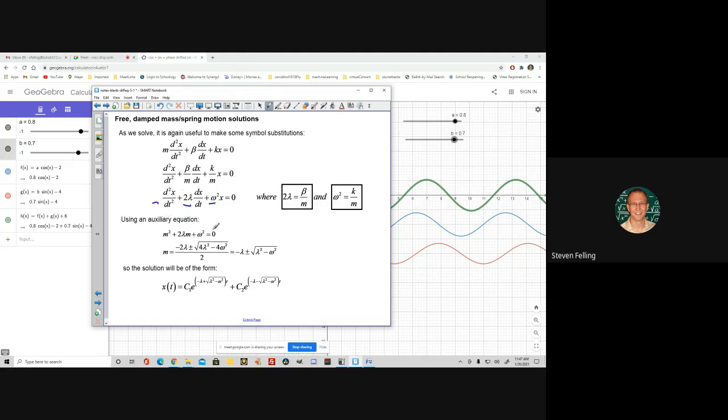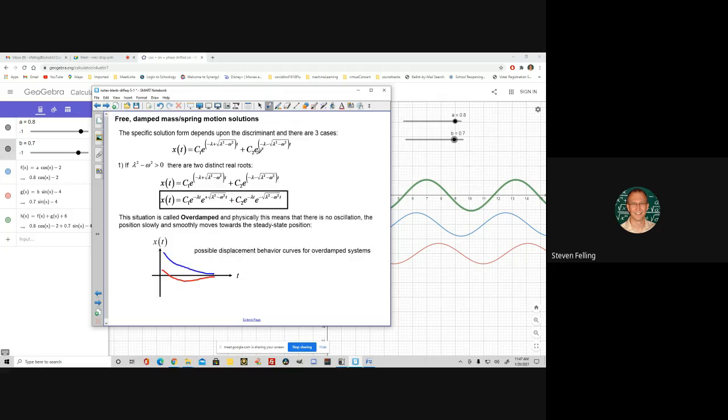So I can use an auxiliary equation to solve, and we're going to have to use the quadratic formula to solve this time. So the roots of the auxiliary equation would therefore be negative lambda plus or minus the square root of lambda squared minus omega squared. Because we have a possibility of this discriminant being either 0 or positive or negative, we have 3 cases. But in every case, the general solution is a constant times e raised to that plus a constant times e raised to that. Okay, so let's look at the 3 cases.